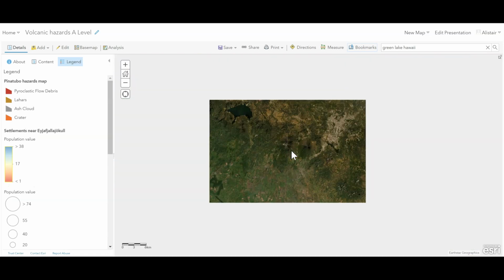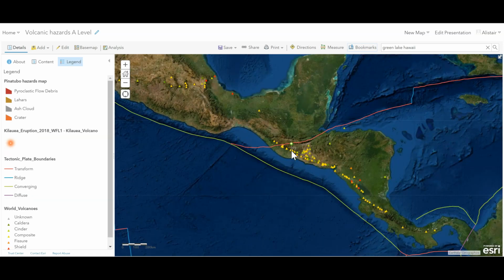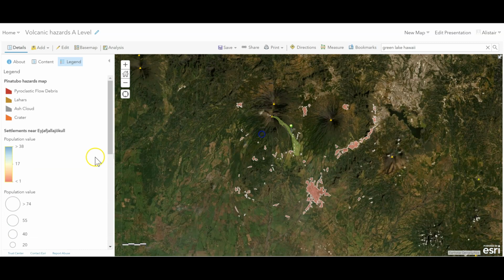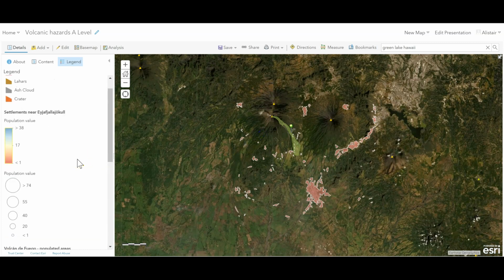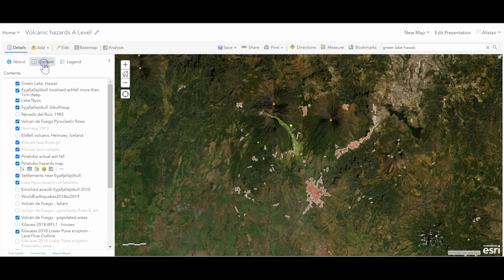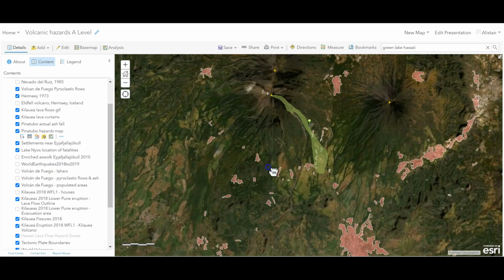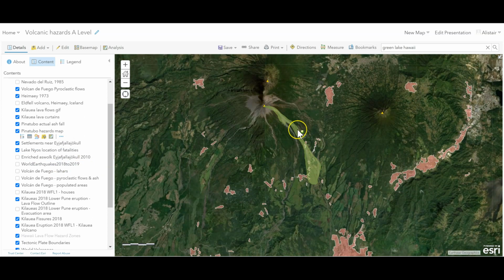So let's zoom on in here to Volcán de Fuego. Let's zoom in just to give you the context of it. And what we're seeing here, let me see if I can find the right key. We'll come back here. This is the major hazard that we will discover in our case study. This is your pyroclastic flow.